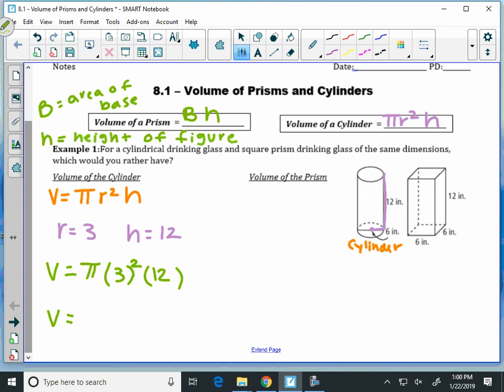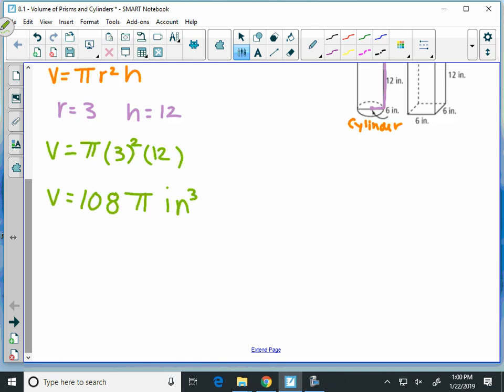So first, just plug those in your calculator. You're going to do 3 squared times 9. What do we get when we do 3 squared times 9? What is it? 108. So in terms of pi, the volume is 108 pi. When we do volume, it'd be inches what? Cubed. We're going to find volume is cubed. That's what that volume is in terms of pi.